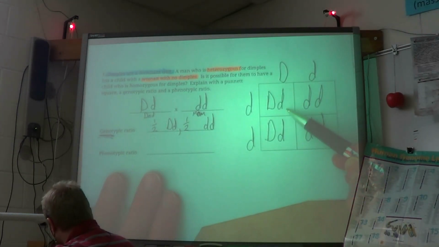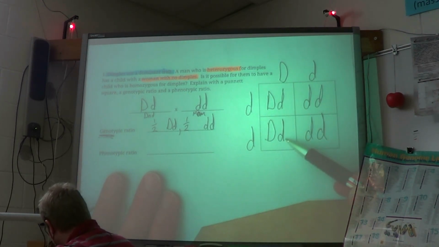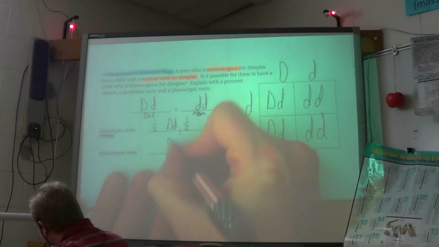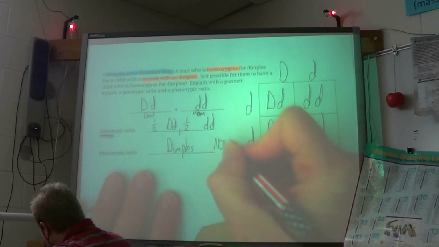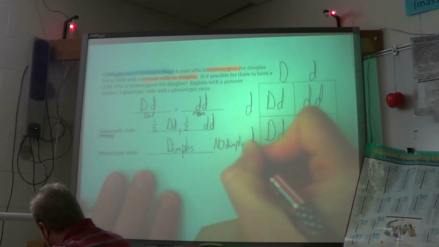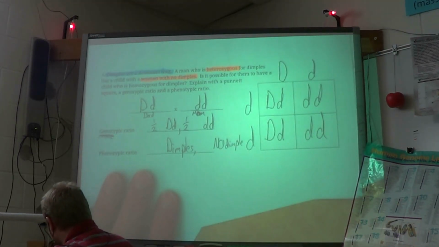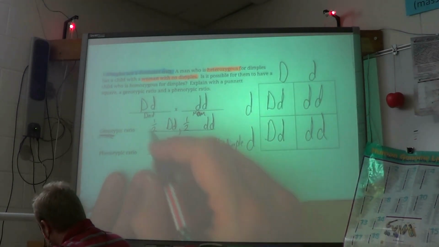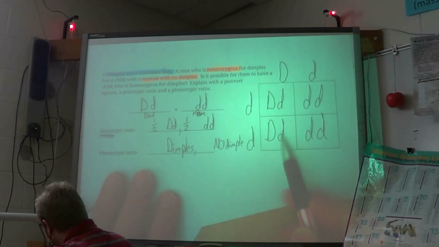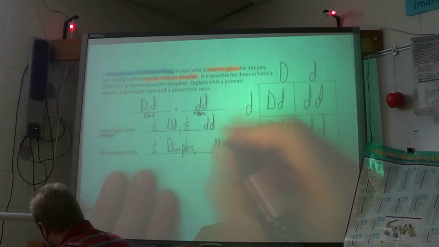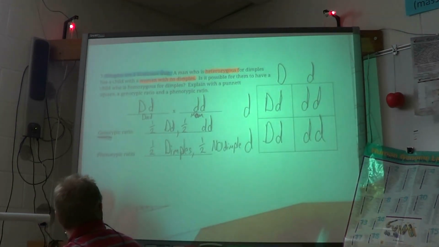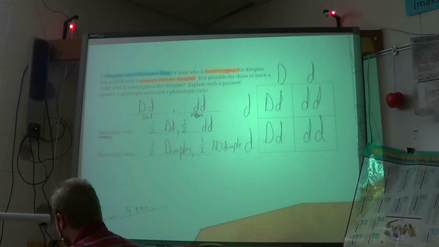How's this child going to look? Dimples or no dimples? What about this one? What about this one? Okay, so our two phenotypes, how they physically look, are dimples or no dimples. Those are the two possible outcomes that they can physically have. And this is going to be dimples, dimples, so that's 1/2 or 2 out of the 4, or you could say 50% if you wanted to, perfectly fine. And no dimples is 1/2, or 50%, or 2 out of 4. No dimples.